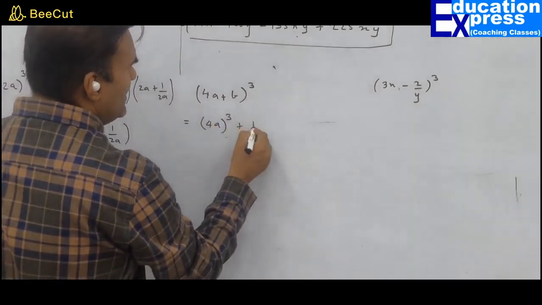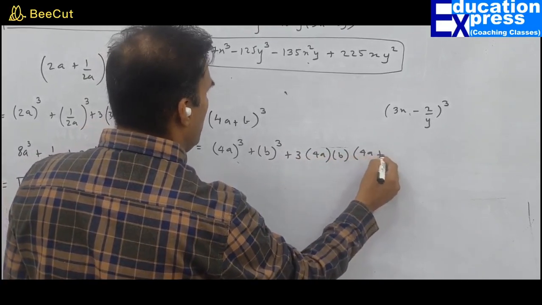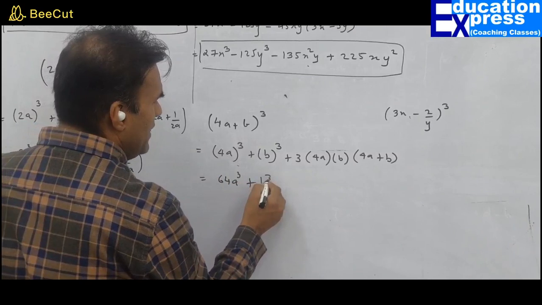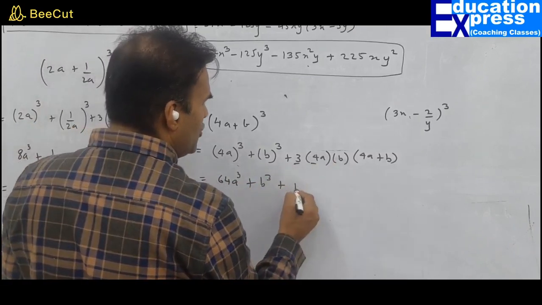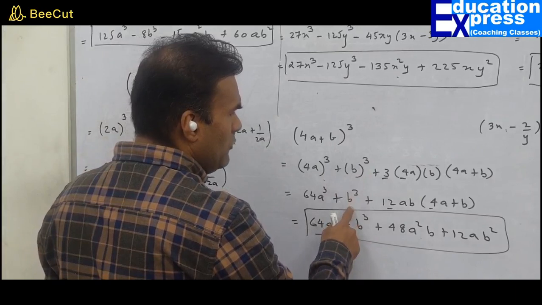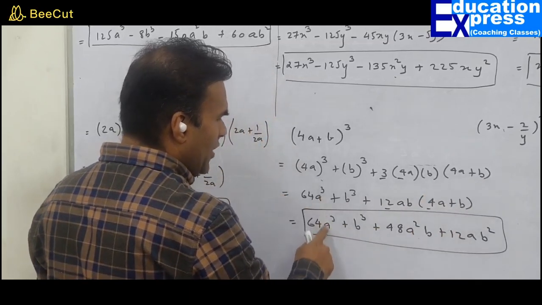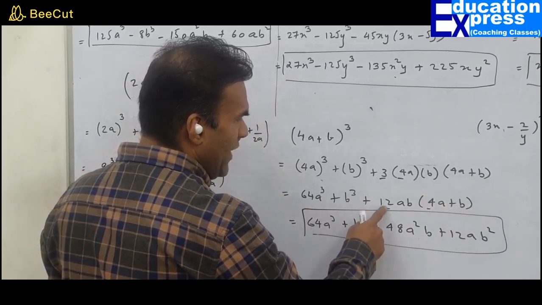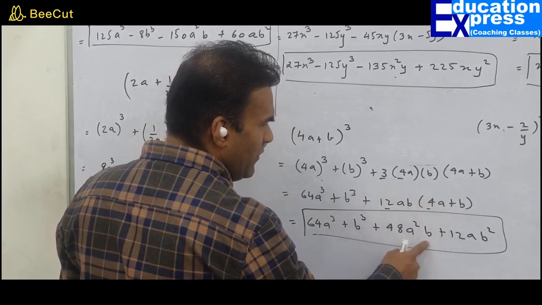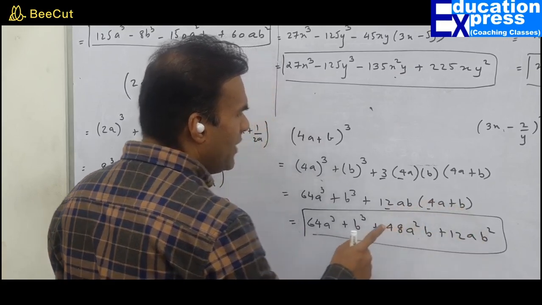a cube plus b cube plus 3 a plus b. 4 4s are 16, 4s are 64, a cube plus b cube. 3 4s are 12, a into b, ab, 4a plus b, a cube, b cube. 3 4s are 12, 12, a into b, ab, 4a plus b. 64 a cube same as it is, b cube plus 12, 12 4s are 48, a into a square, b comes down, plus 12, 12, a, b into b square. It's as simple as that.